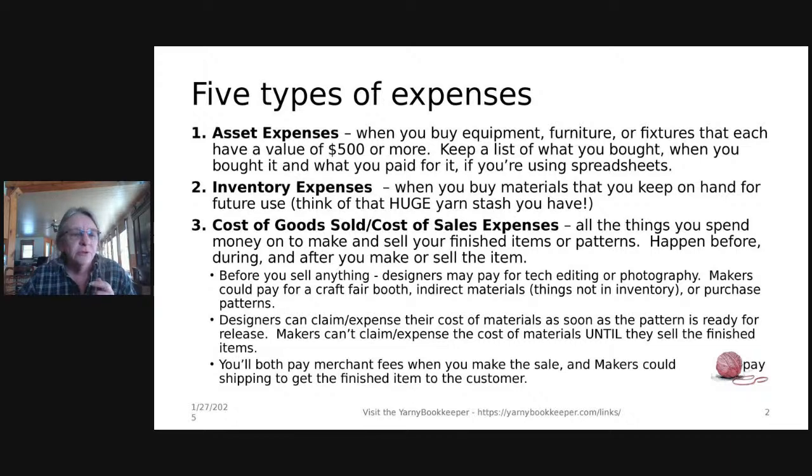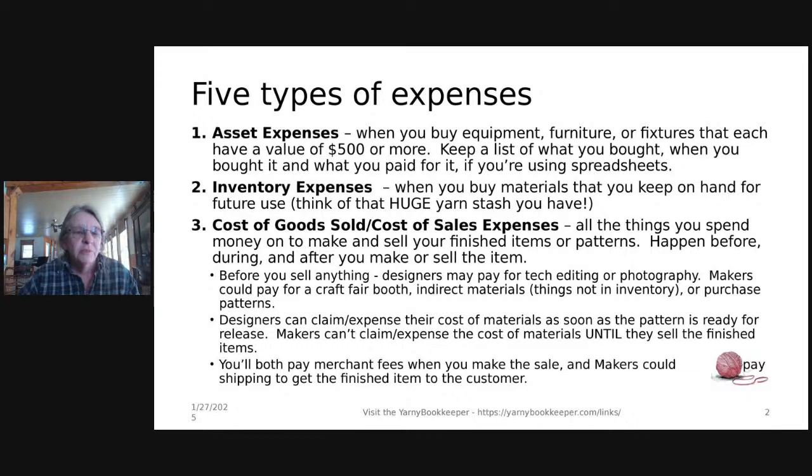Expense type number 2 are inventory purchases. Okay, so when you buy materials that you keep on hand for future use, even if you don't know what you're going to use it for yet, that's inventory. So think of all that yarn you have in your stash. Yep, that's inventory. It's also an asset, and it's reported on your balance sheet if you're using software. If you're using spreadsheets, you need to keep a detailed listing of what you bought, how much you bought, when you bought it, what you paid for it, and how much of it you've used.